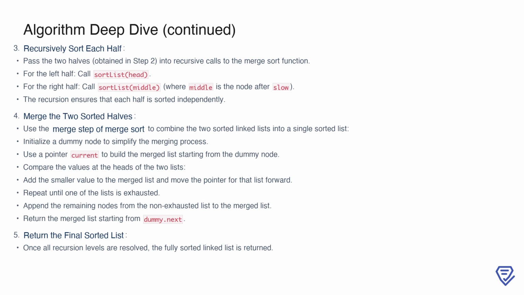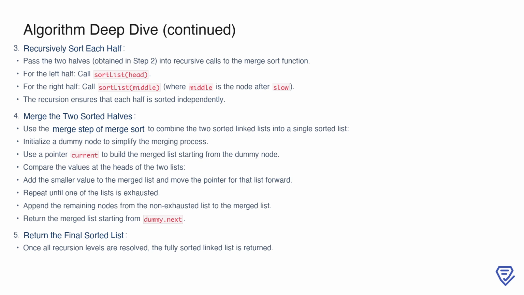The merging process combines the two sorted linked lists into a single sorted list. To do this, we use a dummy node, which simplifies the task of managing pointers during the merge. A pointer, often called current, is used to build the merged list starting from the dummy node. We then compare the values at the heads of the two lists, adding the smaller value to the merged list and advancing the pointer on that list. This process continues until one of the lists is exhausted, at which point the remaining nodes from the non-exhausted list are appended to the merged list. Finally, we return the merged list starting from the node after the dummy, which gives us a sorted combination of the two halves.